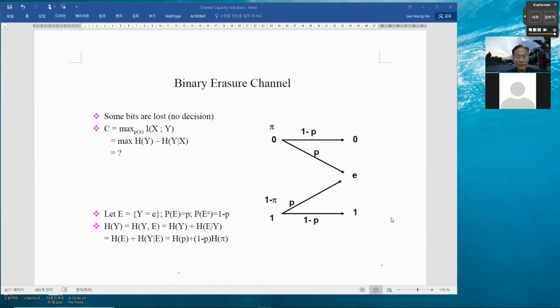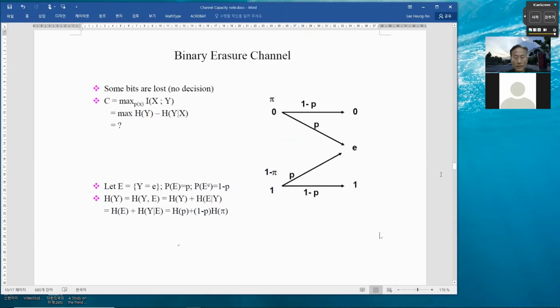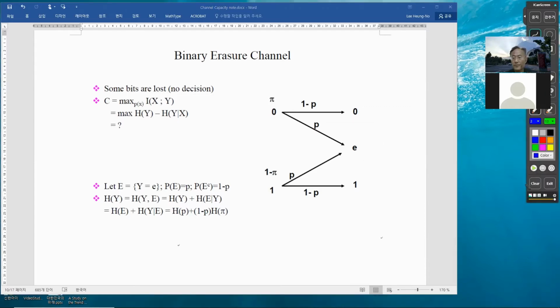So, binary erasure channel. The binary erasure channel is given right here in this picture. There is an input distribution parameterized by pi. So x is equal to 0 with probability pi, and y is equal to 0, erasure e, or 1. Here is the conditional distribution p(y given x).